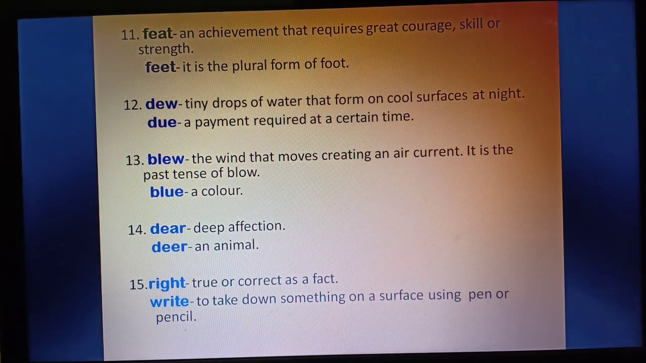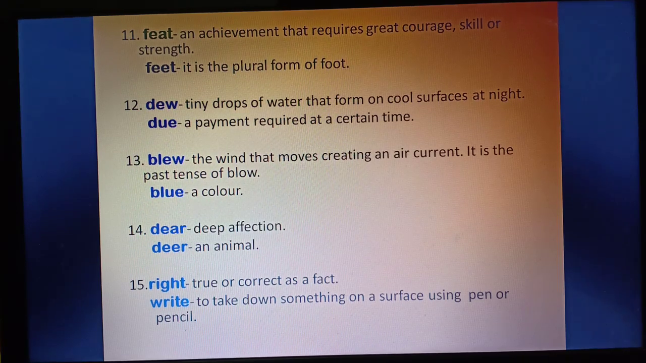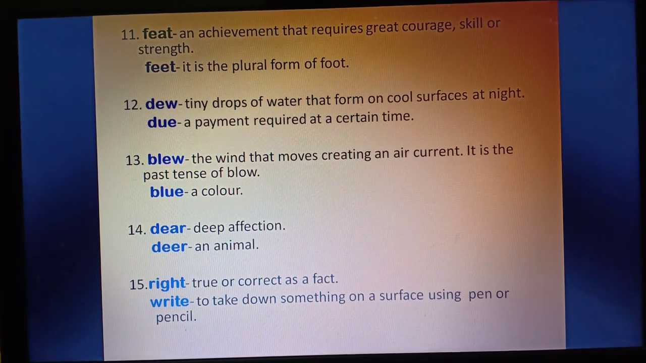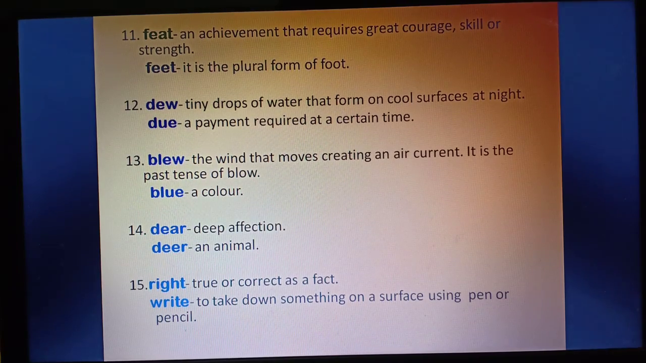Number 11, F-E-A-T, feat, means an achievement that requires great courage, skill or strength, and F-E-E-T, feet, is the plural form of foot. Number 12, D-E-W, dew, tiny drops of water that form on cool surfaces at night, and D-U-E, due, a payment required at a certain time. Number 13, B-L-E-W, blew, that is the wind that moves, creating an air current. It is the past tense of blow. And B-L-U-E, blue, this is a color.